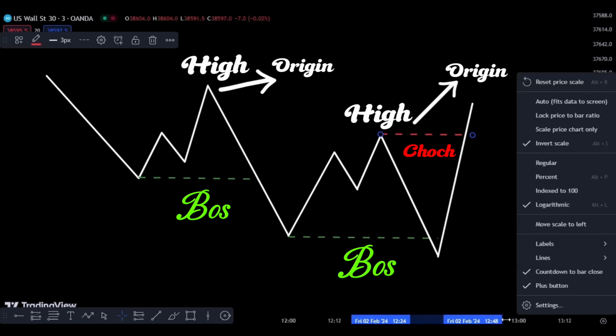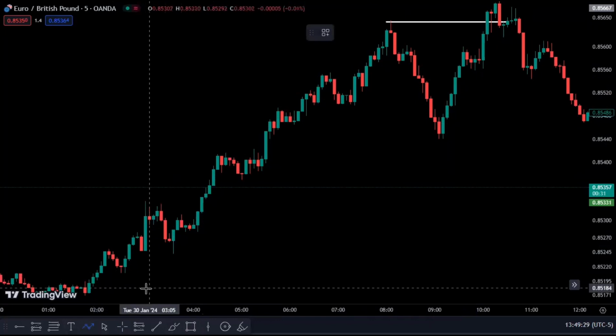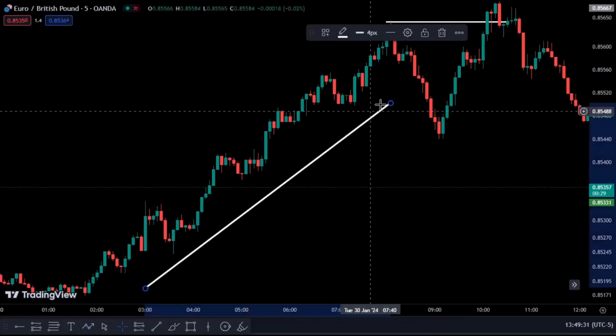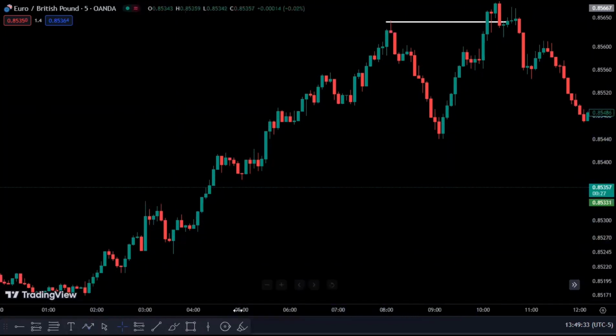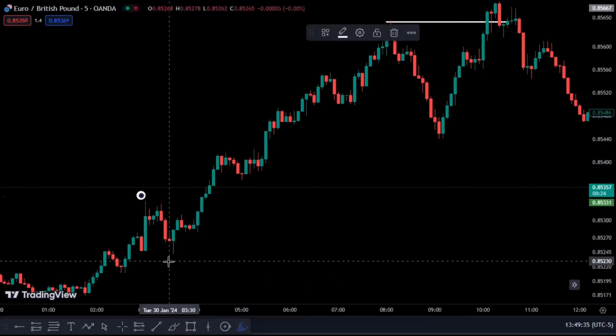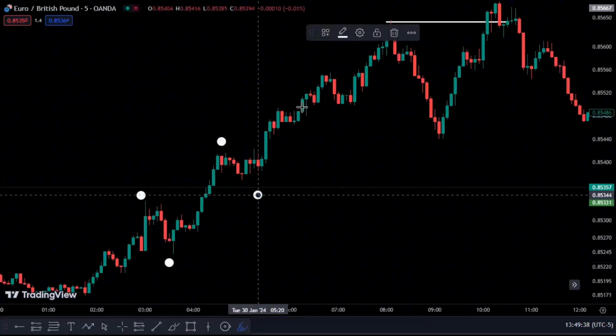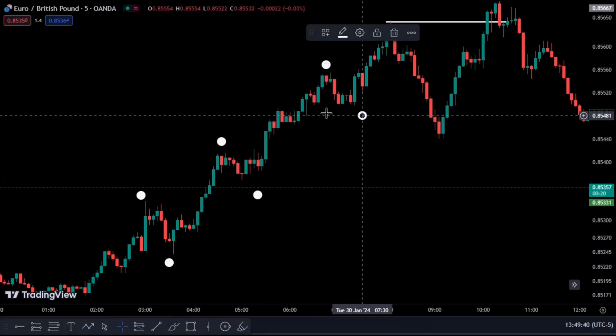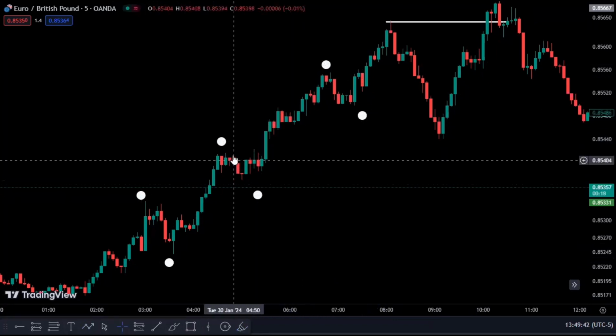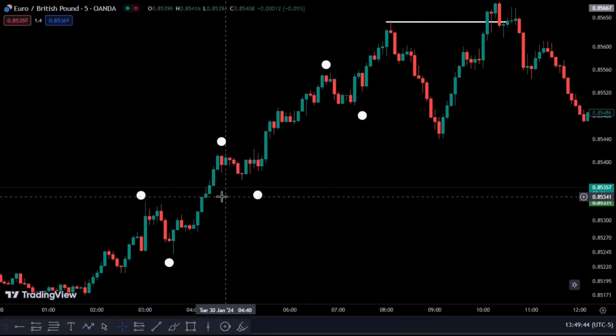The structure of this market is to the upside because we have our highs and lows, highs and lows, highs and lows. All right. So with that in mind, below the low, we have a lot of liquidity.